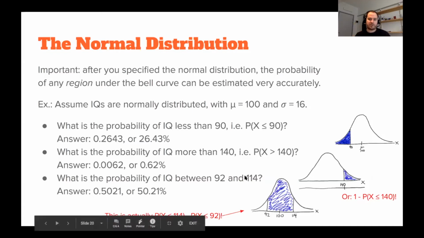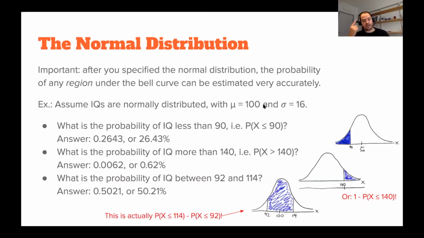But then I could also say, well, this is within the 1 standard deviation region, right? So, for example, 100 minus 16 would be 84, and 100 plus 16 is 116. So this is within that region, right? Because 92 is more than 84, and 114 is less than 116.